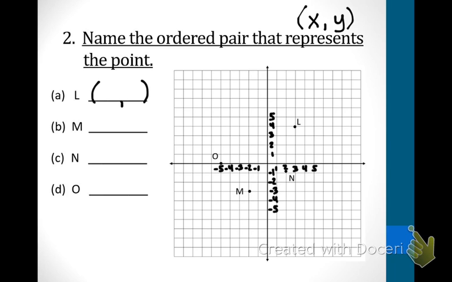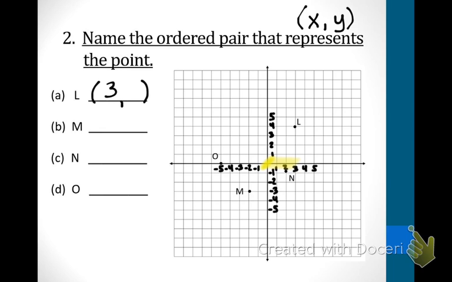Okay, so let's look at L. Here it is right here. Do I go left and right first or up and down? Left and right. You always go left and right, okay? So I'm starting at my origin right here. Should I go left or right? Go right. How many places over am I going to the right? I went over 3. So go ahead and write down 3 as your X.